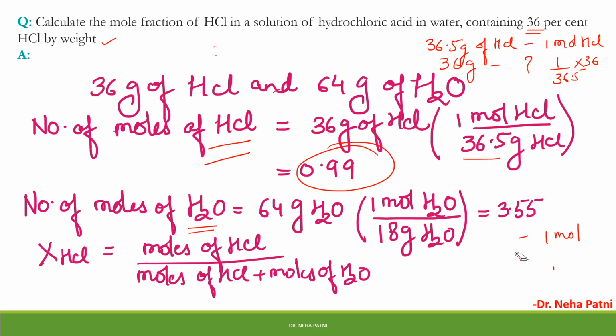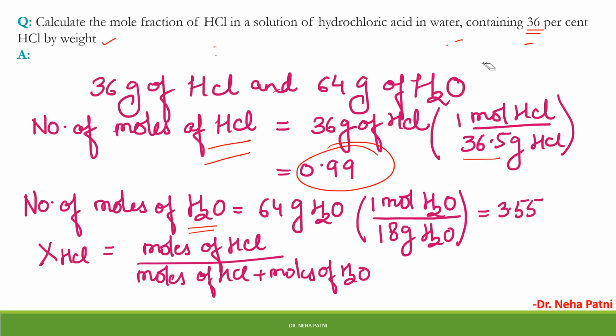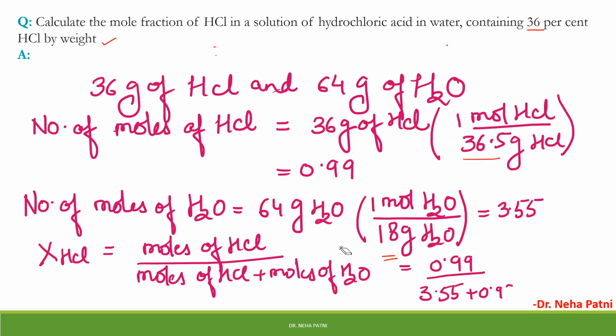Now, in order to find the mole fraction, what will you do? You have the moles of H2O and HCl both, right? Now you substitute them in this formula. So moles of HCl, that is 0.99, divided by 3.55 plus 0.99. Please do the calculations along with me. I'll be happy to hear in the comments that you are following and able to get the questions done. So this is 0.218. Very simple.